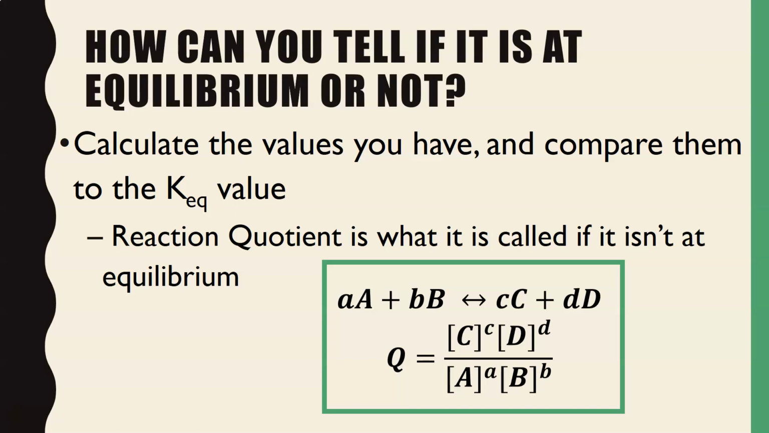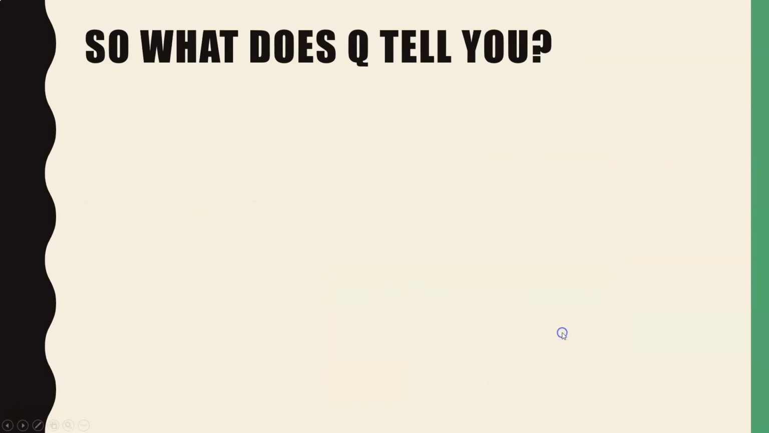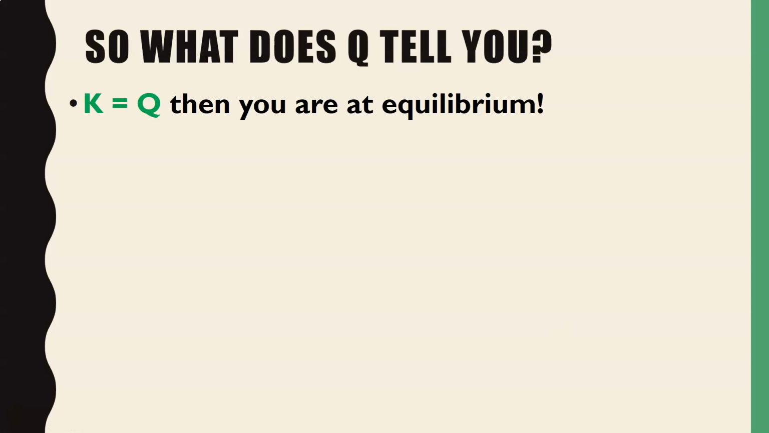So you would plug in your numbers, you would calculate Q, and then you have to stop and think, okay, what is the Q value going to tell me? Well, if your K equals Q, then you are at equilibrium. If you plug in your concentrations and it matches your K value, great, your reaction is at equilibrium.